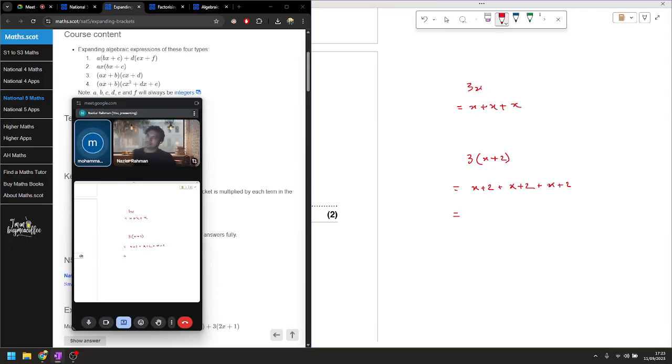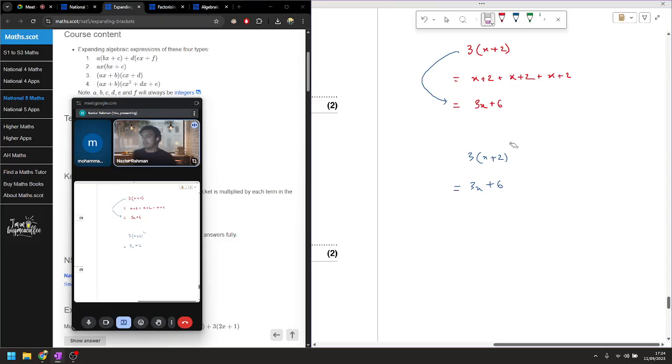3x plus 6. Good. So this means that this line here can be written as this. Another way we can do this is if I have 3 times x plus 2, I can take 3 and multiply it with the x to get 3x. I can take the 3 and multiply with the 2 to get plus 6. And you get the same answer this way.